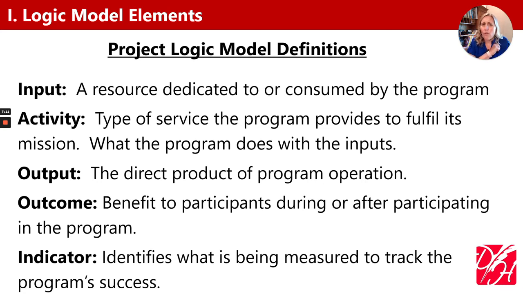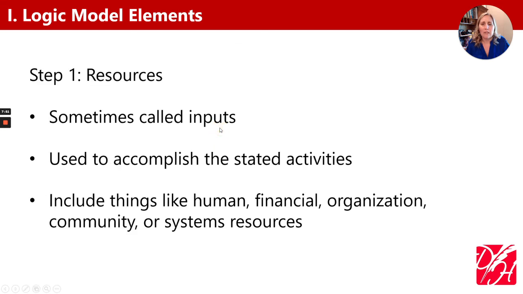Outputs are direct products. They're things we can count. Outcomes, short-term, intermediate, or long-term, are benefits, changes, results, impacts that are being created during or after participating in a project or program. And then an indicator, which is sometimes visually shown within a logic model. This is what we might be measuring so that we can track the success. So those are our key definitions that you may want to refer back to the next time that you open up a grant application and you have a grant maker's logic model template. These are your basic definitions.